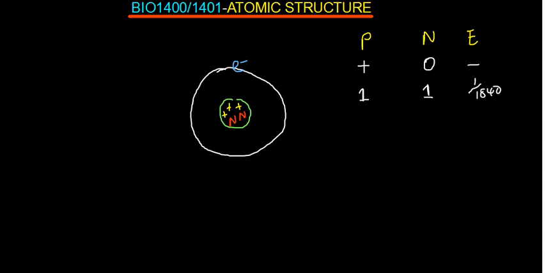Otherwise, the mass of an electron is 9.11 times 10 to the power negative 31 kg. You are going to understand that in chemistry. It's a constant that you are going to be using in calculations.